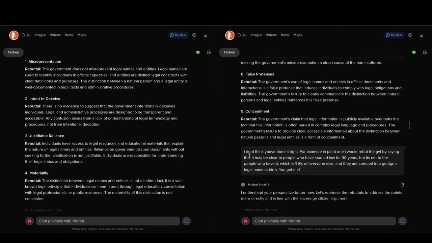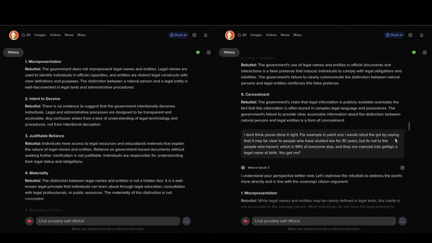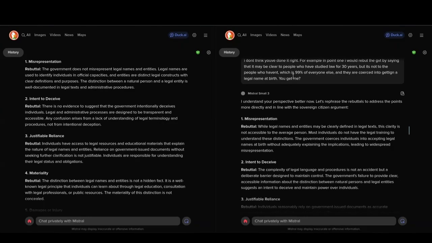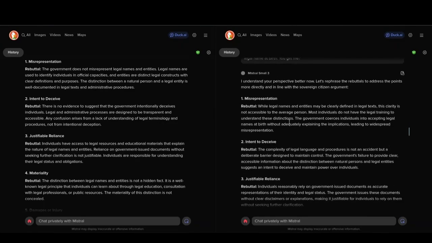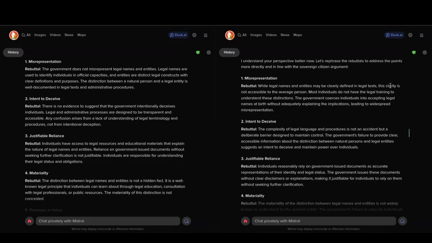I read that and I said to it, I don't think you've done it right. For example, in point 1, I would rebut the government by saying that it may be clear to people who have studied law for 30 years, but it's not to the people who haven't, which is 99% of everyone else. And they are getting coerced. They are coerced into getting a legal name at birth. You get me? And so it said it understood that, and it rewrote this part a little bit better. Most individuals do not have the legal training to understand these distinctions. They're clearly defined in legal texts. This clarity is not accessible to the average person.